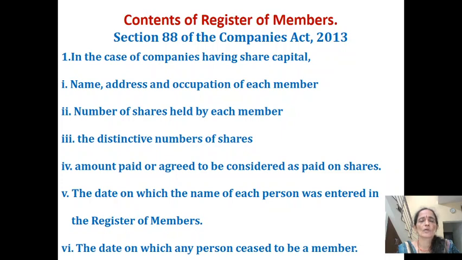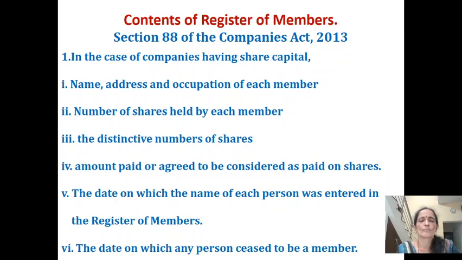register of members of companies having share capital must contain the following details: name, address and occupation of each member, number of shares held by each member, the distinctive numbers of shares held by each member, the amount paid or agreed to be considered as paid on these shares, the date on which the name of each person was entered in the register of members, the date on which any person ceased to be a member. That means the date on which his name has been removed from the register of members.